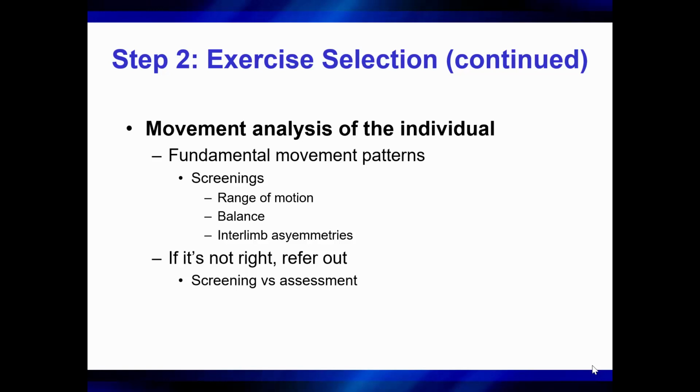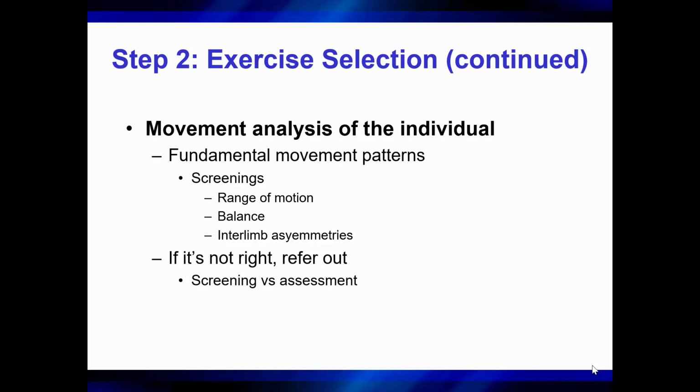There are people in different movement camps that are firing shots at different screens, and honestly, I think we're pole vaulting over mouse pads, as my dad used to say. If the screen looks at range of motion, balance, and interlimb asymmetries, you're set. Most of the time, people are going to be a little bit asymmetrical, but you want to make sure that they're within reason.